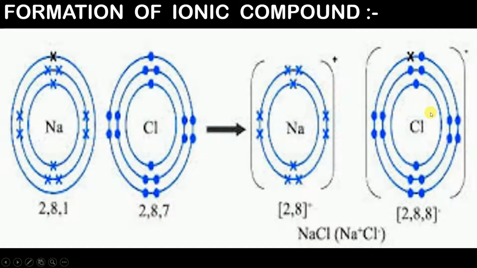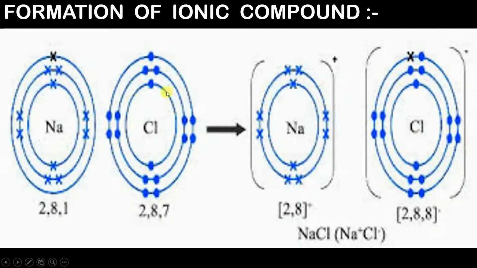Now, one thing you need to observe over here: can I say that this sodium atom is undergoing oxidation? Why oxidation? Because oxidation is nothing but loss of electrons, and this sodium atom is losing an electron. Therefore, sodium has undergone oxidation. Similarly, chlorine has undergone reduction, because reduction is nothing but gain of electrons, and here the chlorine atom has gained an electron.